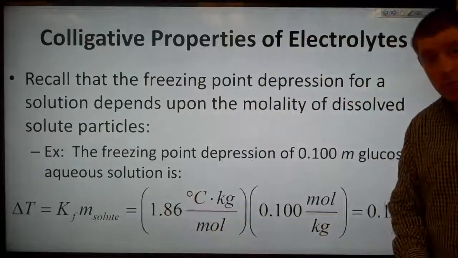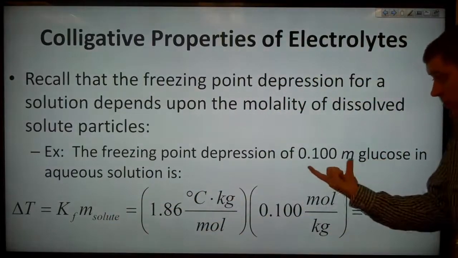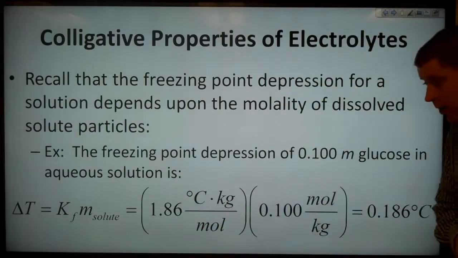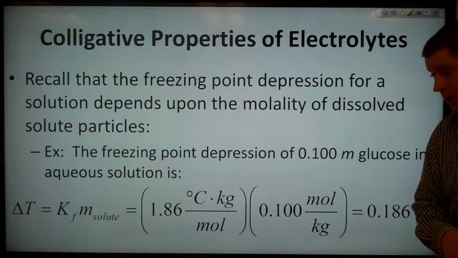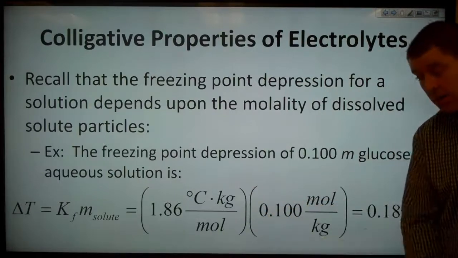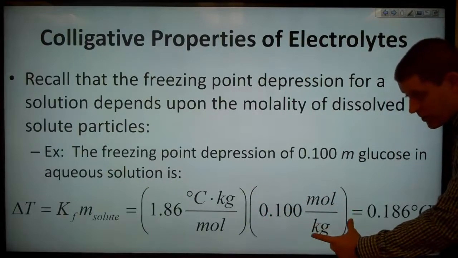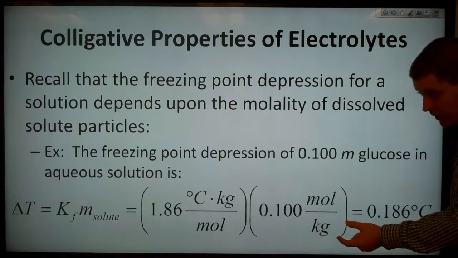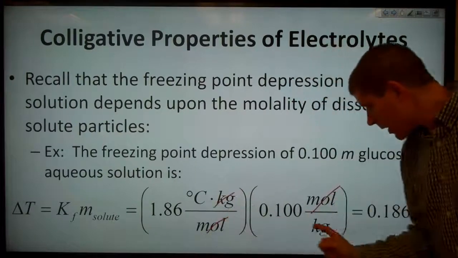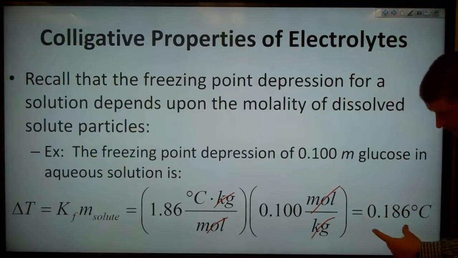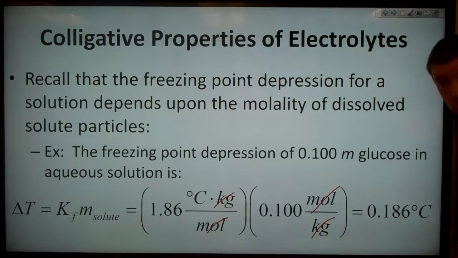The m solute there is the molality of our solute. The molality of glucose is 0.100 molal. The freezing point depression constant for water is 1.86 degrees Celsius per molal. So that's degrees Celsius times kilograms divided by moles, multiplied by 0.100 molal, which I've already changed from molality into moles per kilogram. Note here that our moles cancel and our kilograms cancel, and we're left with degrees C. So in this case, with this concentration of glucose, we get a freezing point depression of 0.186 degrees C.